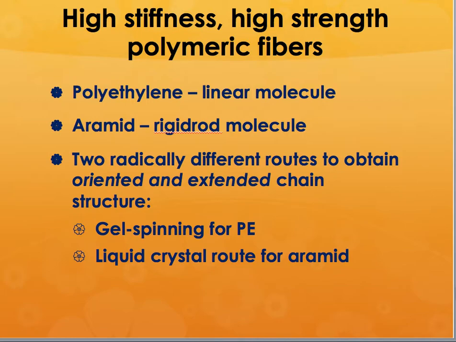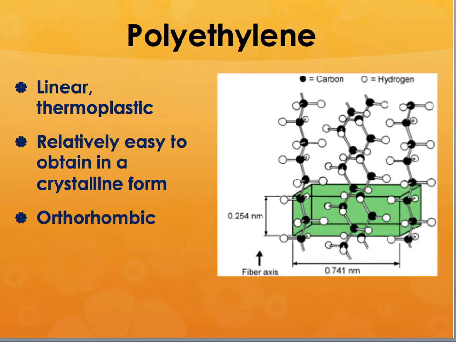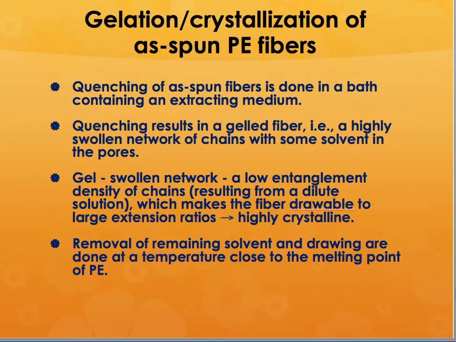So what kind of polymer fibers are present? First of all is polyethylene, a linear molecule, or you can have aramid. There are two radically different routes for obtaining these structures: gel spinning for polyethylene and liquid crystal route for aramid. In the case of polyethylene, it's a linear thermoplastic, so you can heat it up and make it melt, and you can get it in crystalline form, and its crystal structure is orthorhombic. As soon as it is coming out, it is quenched in a bath, and it results in a gelled fiber, so it is kind of a squishy, liquidy kind of form.